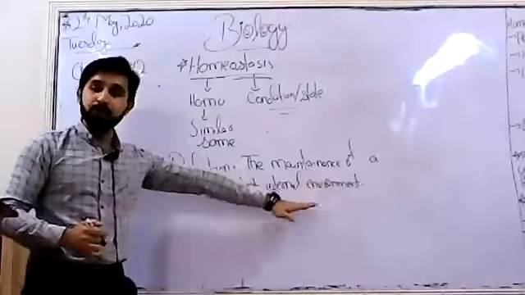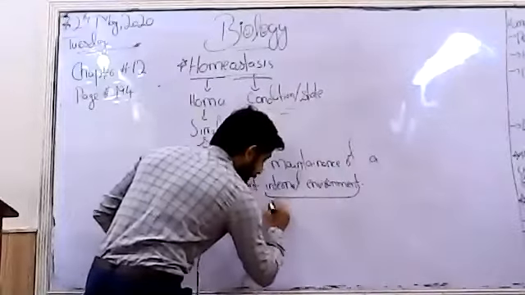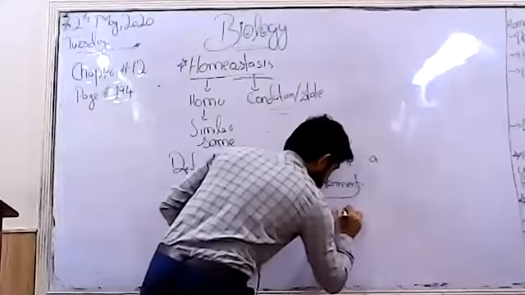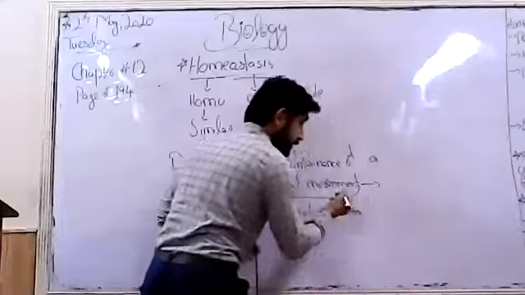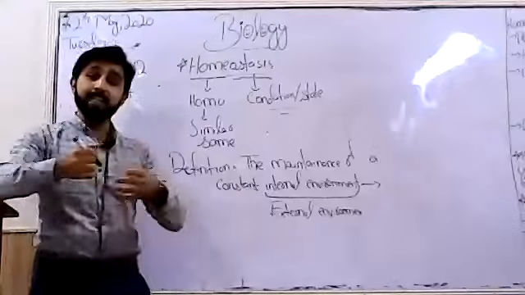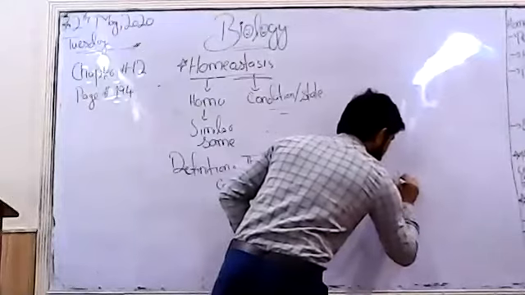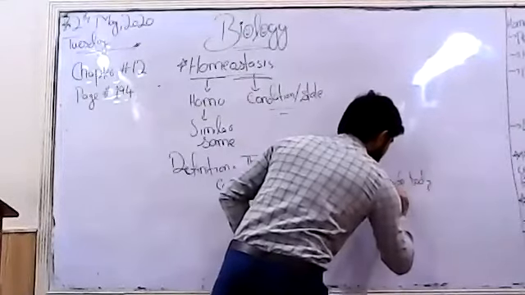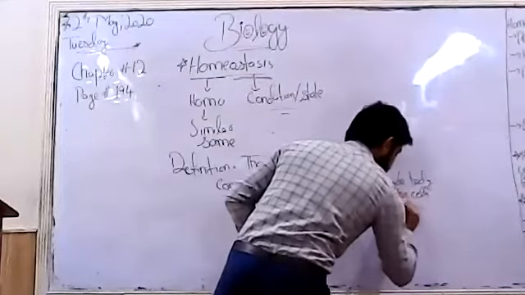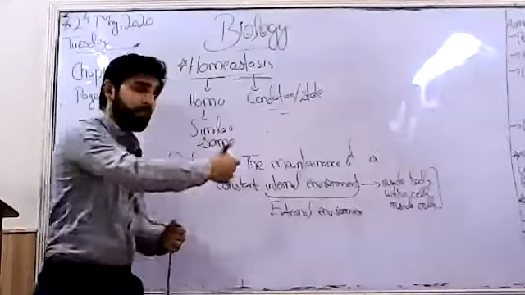And when I talk about internal environment, we have two things actually: the internal environment and the external environment. Internal environment is actually within our body. You can say inside our body is the internal environment, or you can say within the cells, or even inside the cells. We will study the details in later chapters.